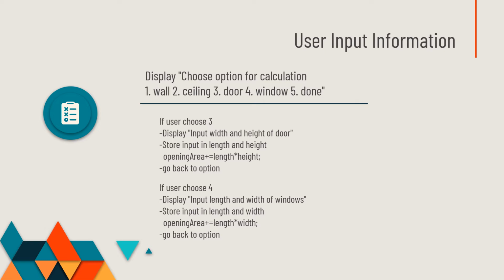If the user chooses 4, the system will ask the user to input the length and width of the windows, and then store the numbers in length and width. Then the window size will be calculated by the length multiplied by width, and then will be added to the opening area, and then go back to the options.